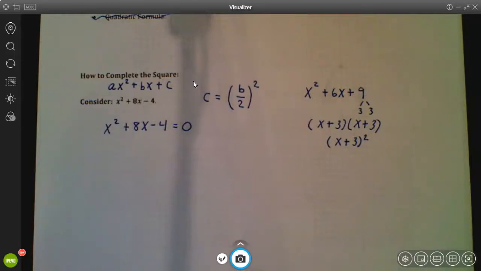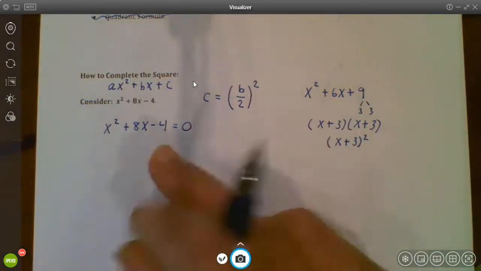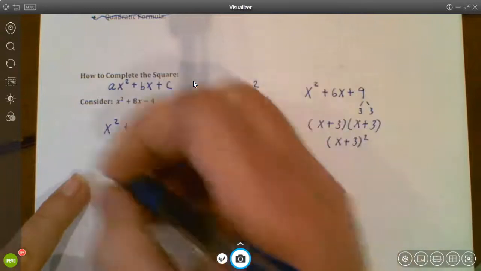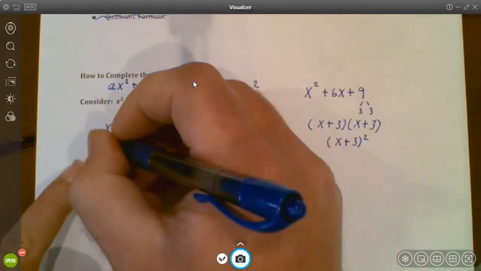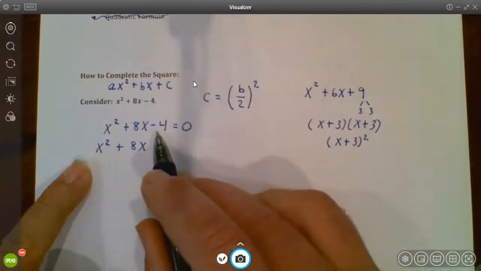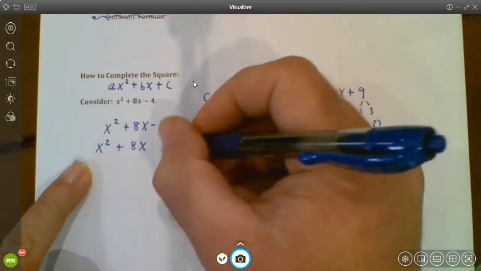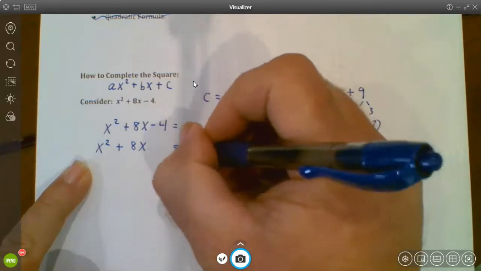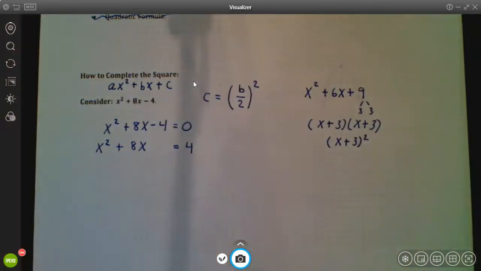So what I'm actually going to do is take that -4 and just move it over to the other side to get it out of my way. So I'm going to say x squared plus 8x, and I'm going to add 4 to both sides so that I can move him over to this side and get it out of the way.